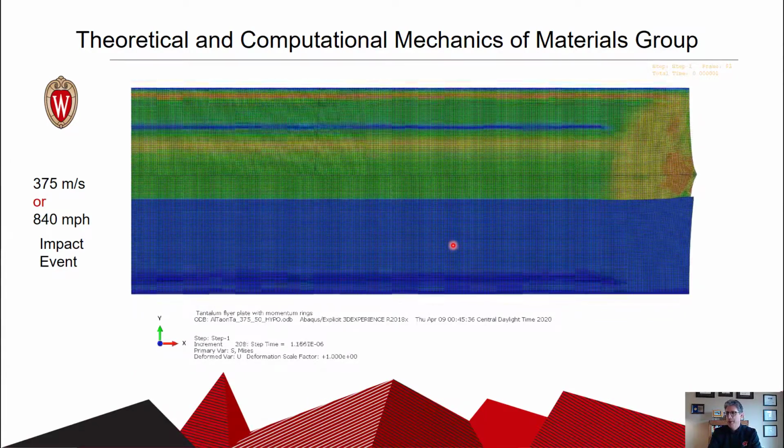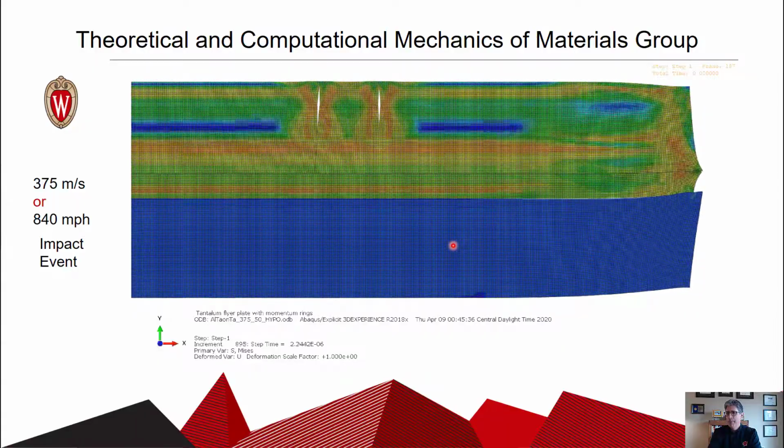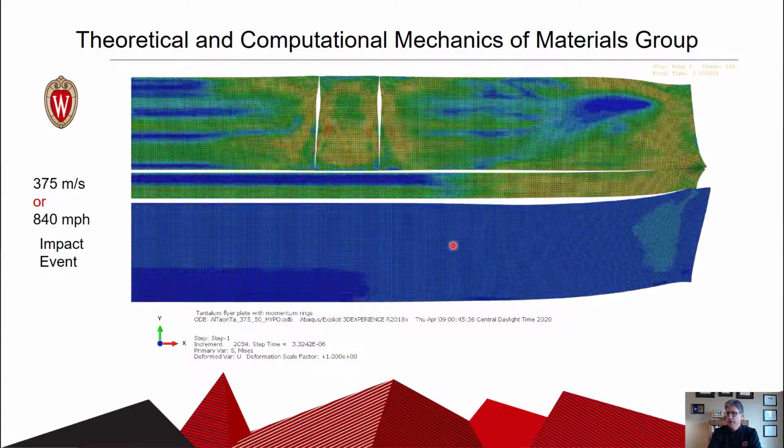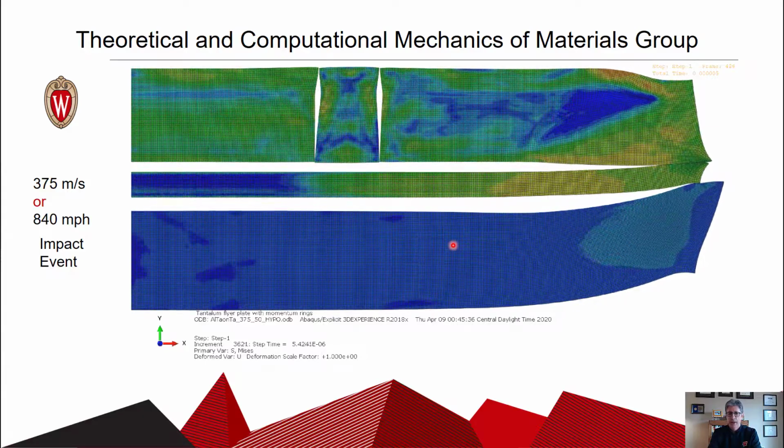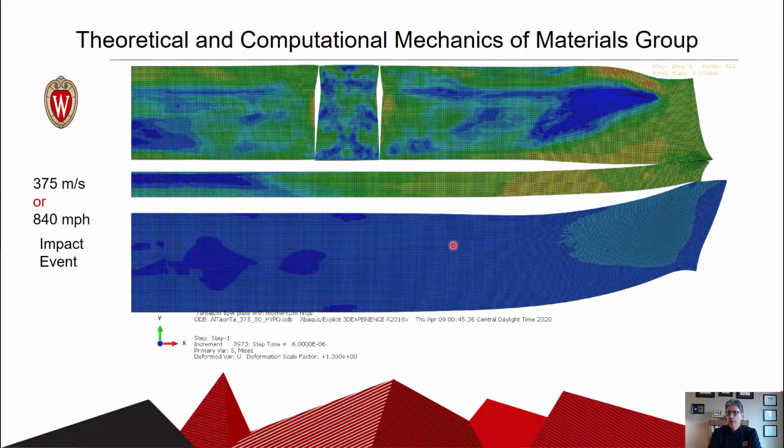This is an example of some of the work that I do in my group. This happens to be a computer simulation of an impact event. This impact is an impact of a plate traveling at 840 miles per hour, or that's 375 meters per second. What you see in front of you are the sample, which is on top, and the impact plates, which are at the bottom. And this is the stress profile in these plates after the impact has taken place. 6 microseconds has transpired between the time of impact and the end of this movie.